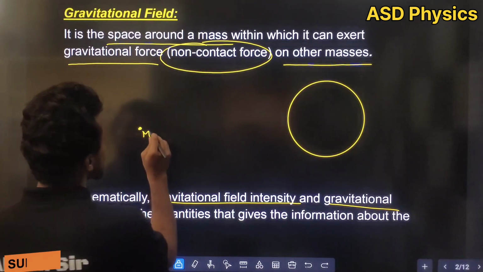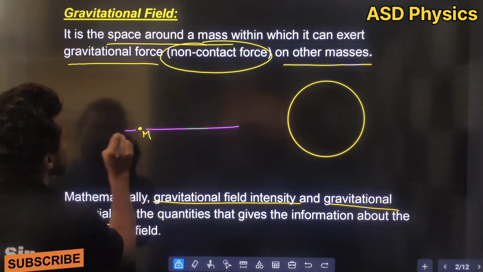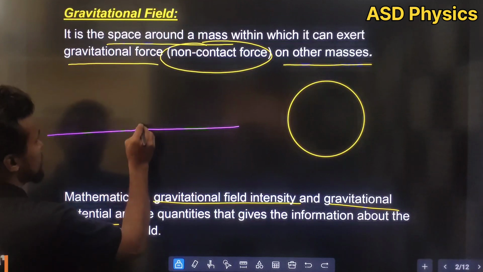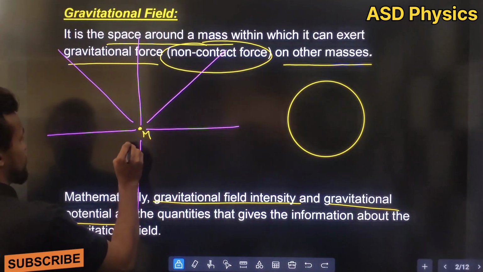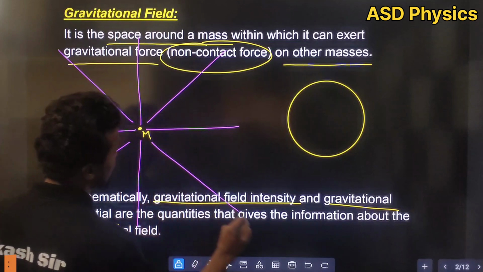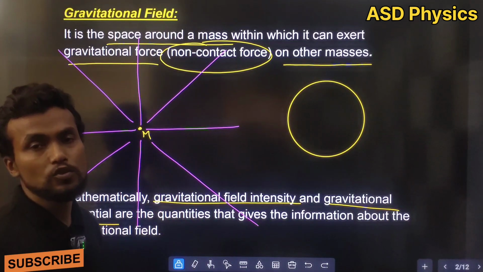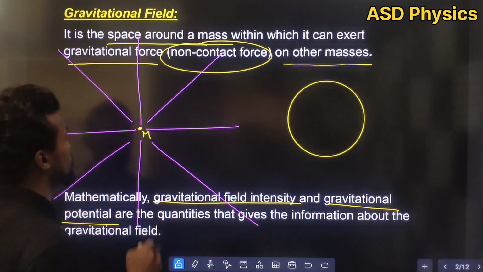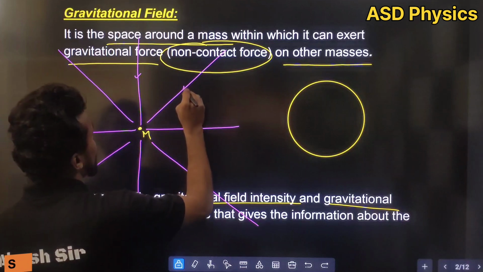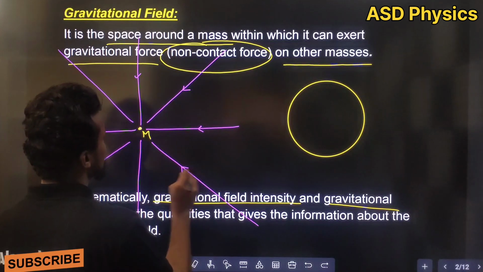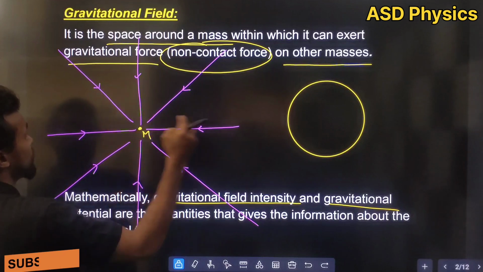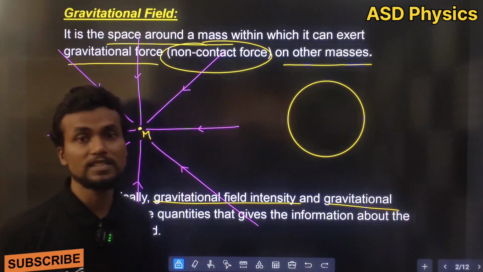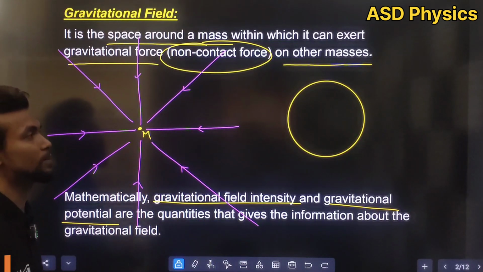So why is this happening? This is happening because this mass M has its own gravitational field, like this. And the arrow will be in which direction? You know gravitational force is always attractive. In the same fashion, the gravitational field intensity will also be towards the mass, and the gravitational field also goes towards the mass. This is the gravitational field due to point mass M.